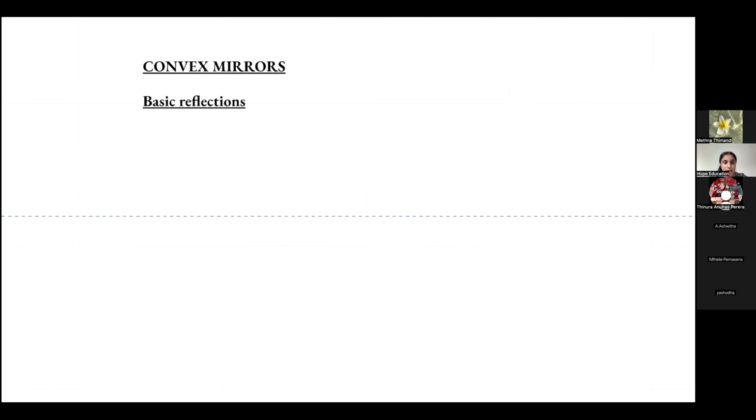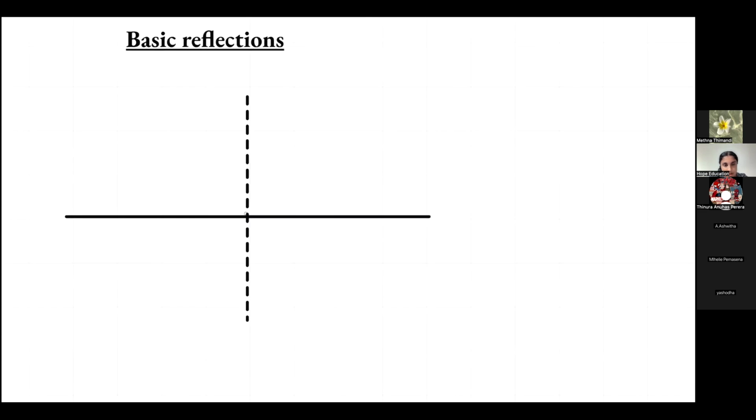We have the principal axis like this, and we have the mirror like this. Now, I told you, even though we use a dash line to show the mirror, we need to show what kind of mirror it is. We just draw the shape a little bit, right? So this is how a convex mirror comes. It's curved outwards.